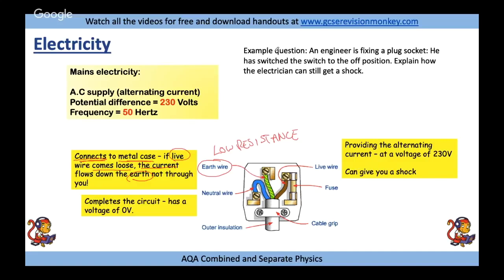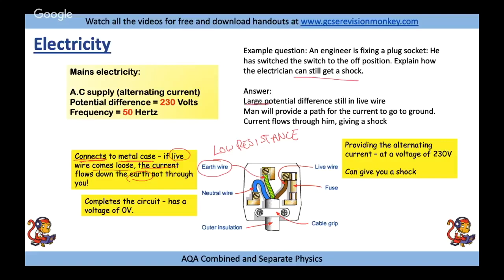Now here's a question, typical question. Engineer's fixing a plug socket. He has switched the switch to the off position. Explain how the electrician can still get a shock. Okay, well, there's a large potential difference in the live wire, 230 volts. The man will provide a path for the current to go to ground.